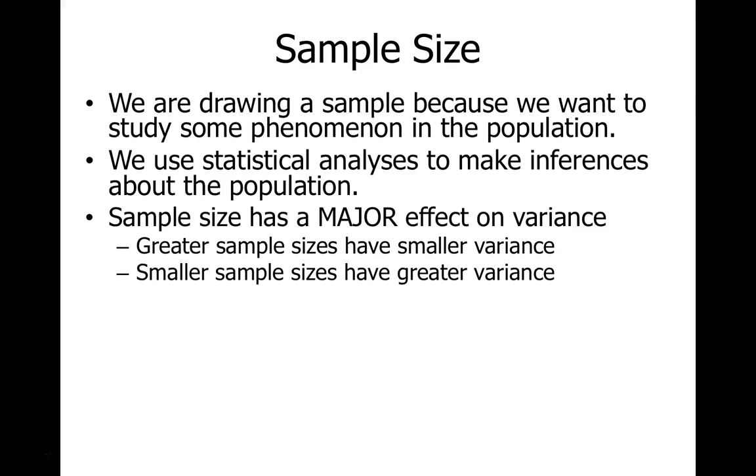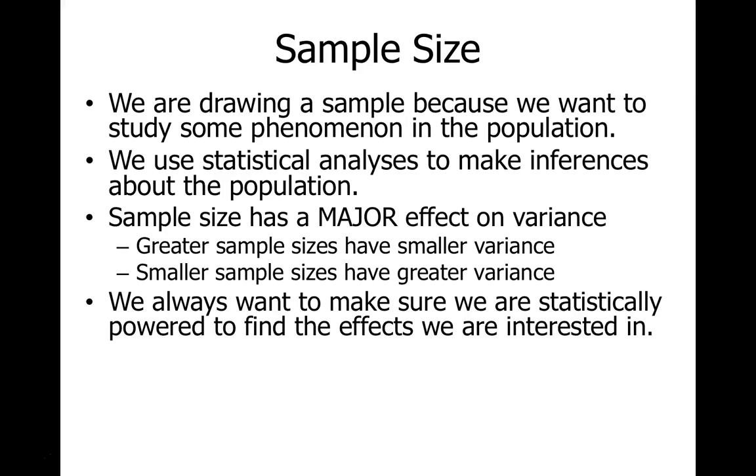And so the sample size has a major effect on variance, and variance is often the core of all of our statistical tests. So greater sample sizes have smaller variance, and smaller sample sizes have greater variance. And so we're often making decisions about whether to reject a null hypothesis or fail to reject a null hypothesis based on the significance that we find. And the significance is often based on variance. And so all of these decisions flow downstream from our sample size.